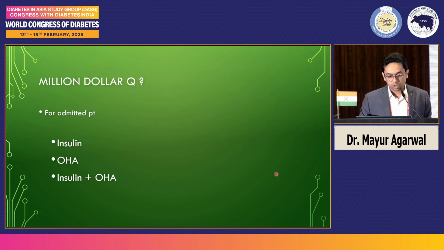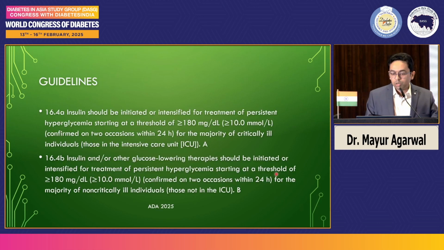So this is important. Now a very important question, what we are going to discuss today is what should we give the patient, whether we should continue with OHA, whether we should continue with OHA and add on insulin, or whether we should switch to insulin. That's the basic thing you need to answer. A patient is admitted, what should be done, right? So let's talk about the guideline again.